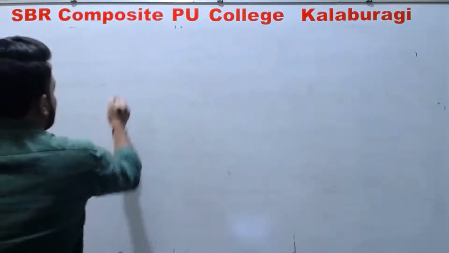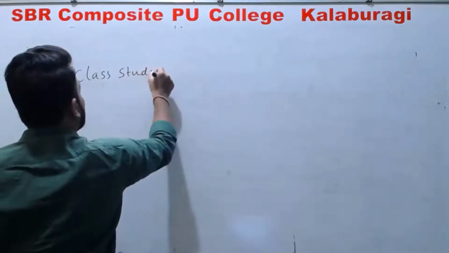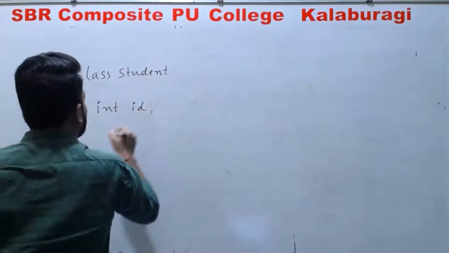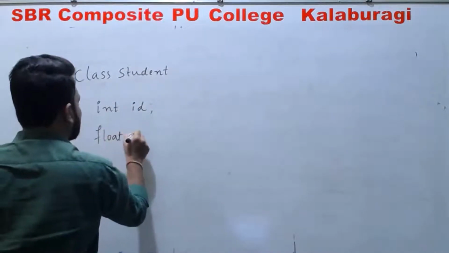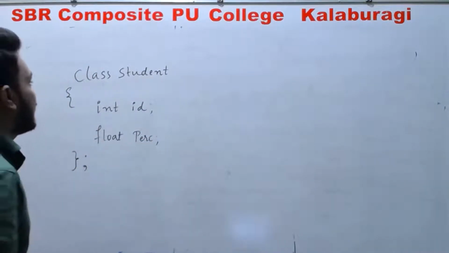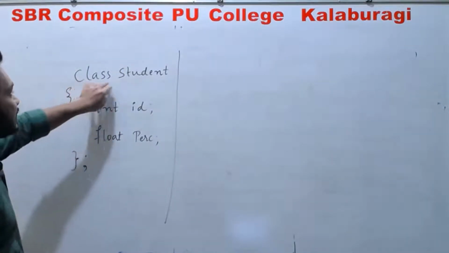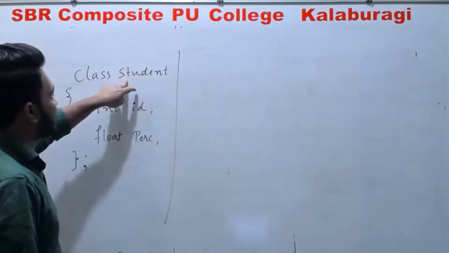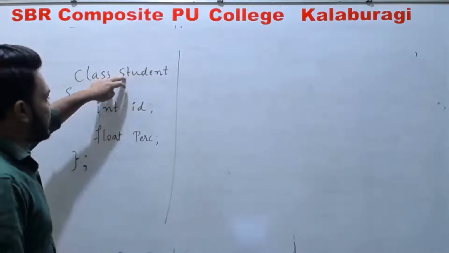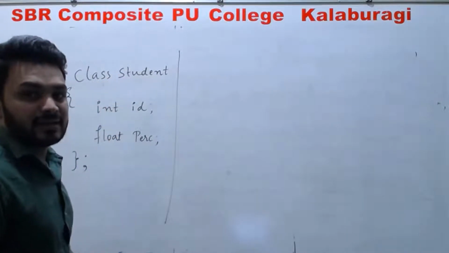For example, if we have a class student, we have int id, float percentage, right? And closing the class. This is a class structure with the class keyword. Student is the class name. We are including two properties of a student, that is id and percentage. Id and percentage we are adding inside the class.